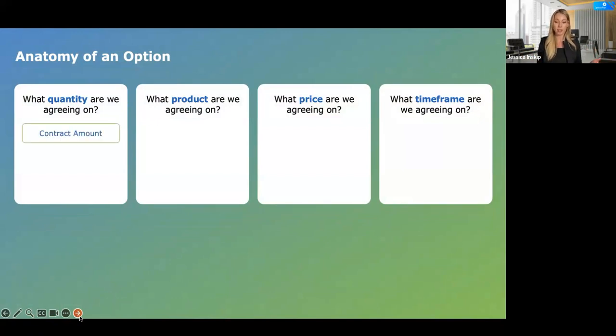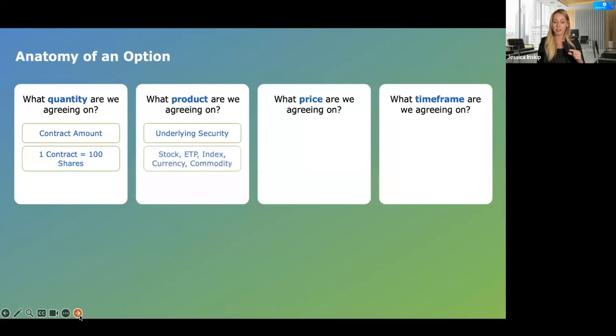The quantity is simply the contract amount. One contract generally represents 100 shares. The product is simply the underlying security. It can be a stock, ETP. I say ETP, which stands for exchange traded product, because that covers an ETF, exchange traded fund, and an ETN, exchange traded note. Index or currency, even a commodity.